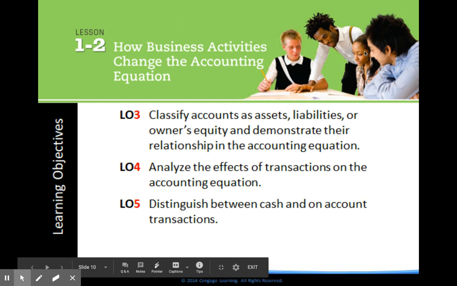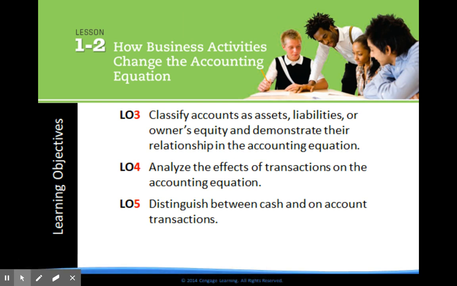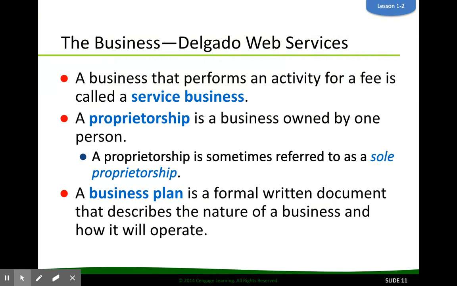In section 1.2 today, we are going to be talking about 3 different learning objectives. The first one, we're going to talk about classifying accounts as either assets, liability, and owner's equity. We're going to analyze the effects of transactions and then distinguish between cash and on-account transactions. So finally getting into some transactions here.